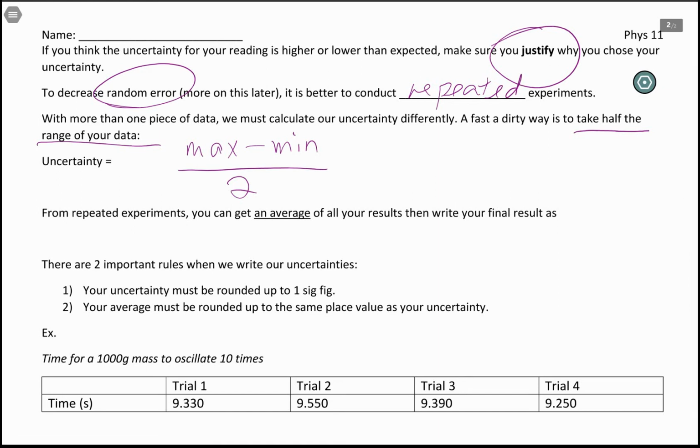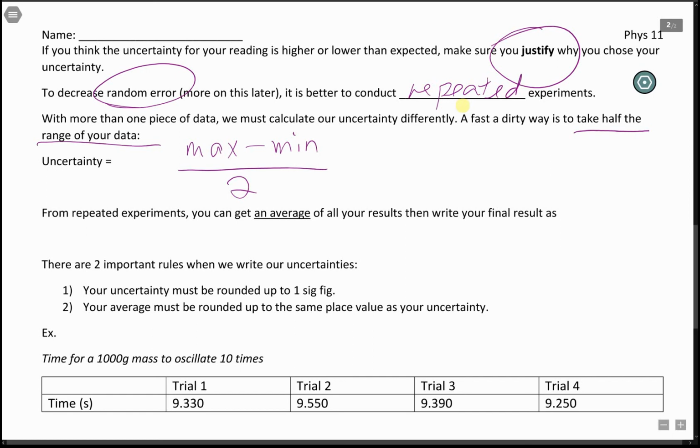Because of the repeated experiments, you might want to get an average of your results, so that your final result, when you put your average and your uncertainty together, looks like this. You've got the average, plus or minus your uncertainty.